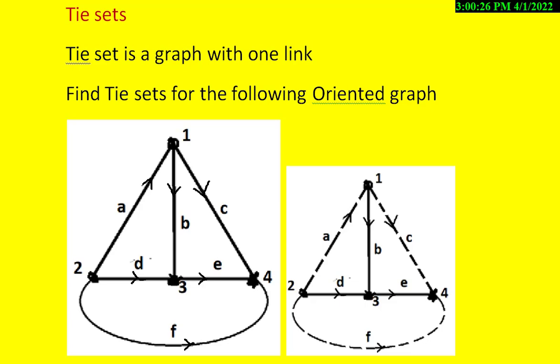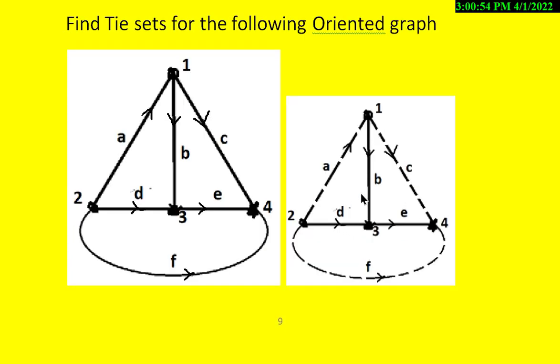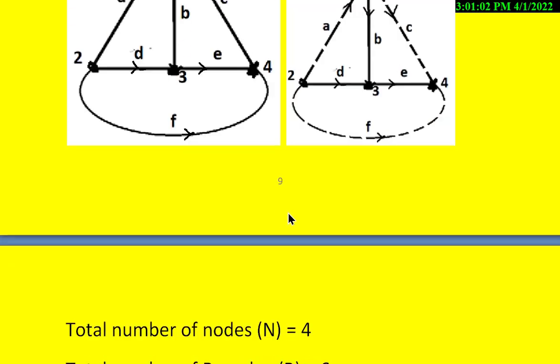Next, tie set. Tie set is also a graph with only one link. So let us take a problem like this. Find tie sets for the following oriented graph. Oriented graph means current directions are shown like this. This direction of current can be chosen in any direction according to our wish, and its corresponding tree also can be drawn like this. So this thick line indicates the tree, whereas these dotted lines indicate the links of this graph.